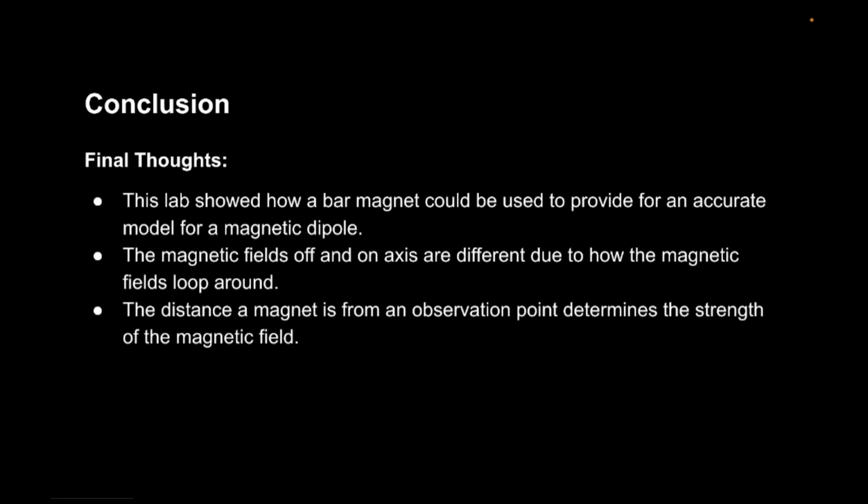Some final thoughts: this lab showed how a bar magnet can be used to provide an accurate model for a magnetic dipole. Magnetic fields on axis and off axis are different due to how the magnetic fields loop around, and the distance a magnet is from an observation point determines the strength of that magnetic field.